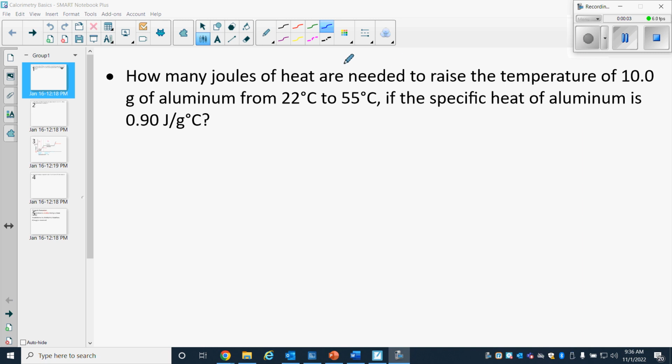Alright guys, so let's look at some basic calorimetry problems. We're going to be measuring heat transfer within a system. So here's a typical specific heat problem we can come across.